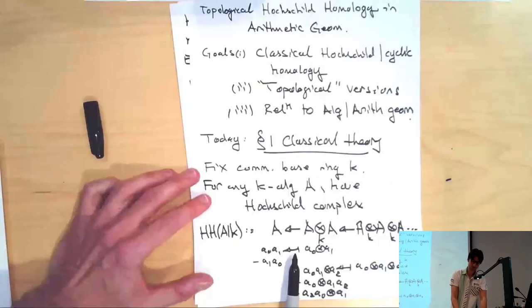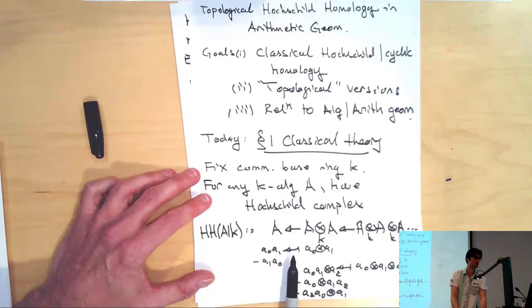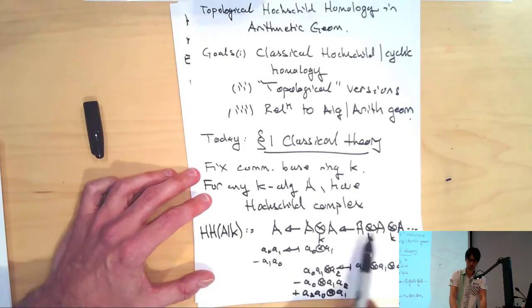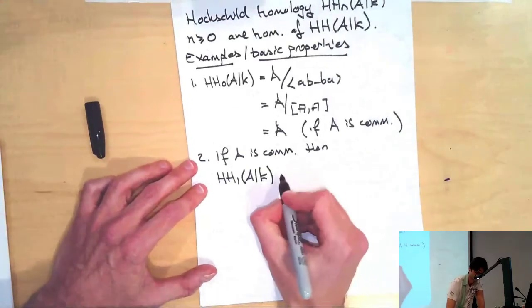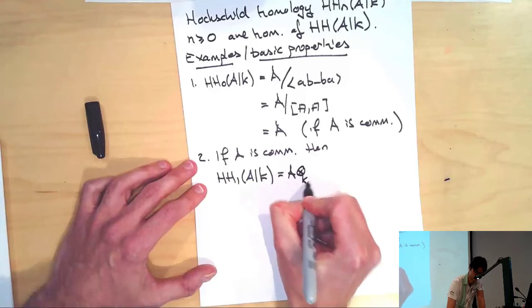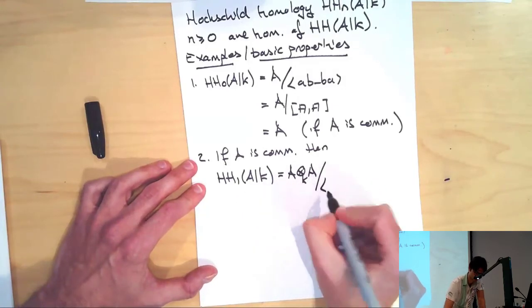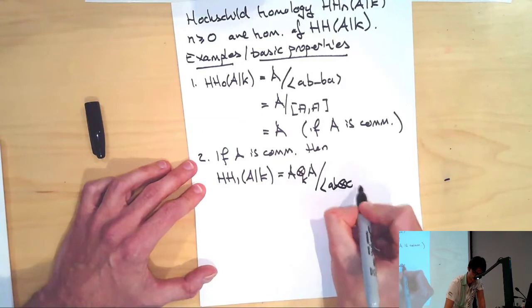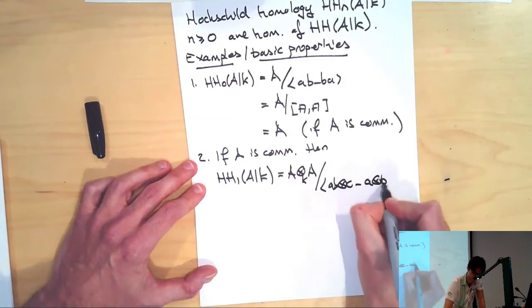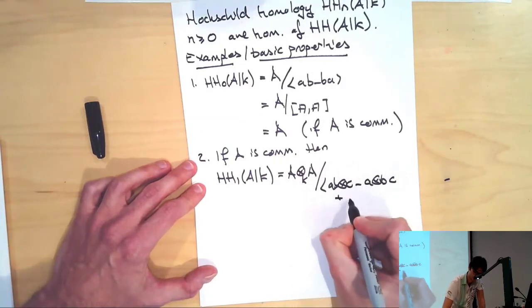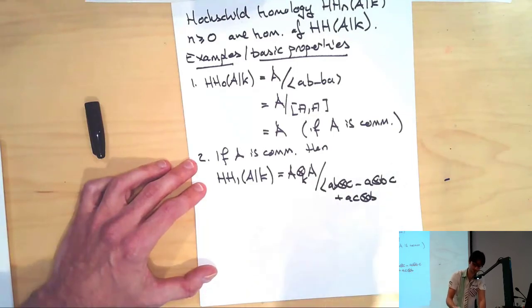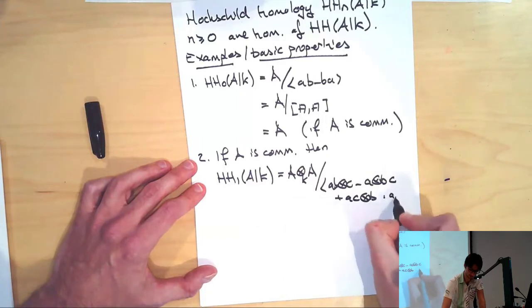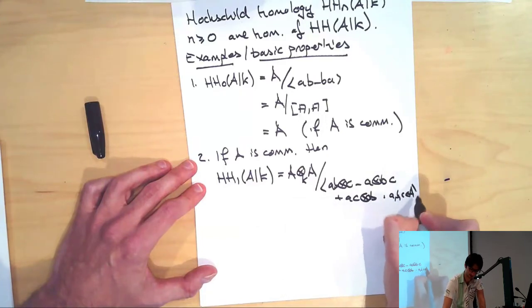So HH1, okay, in the commutative case, we've just noticed that the first boundary map is 0. So HH1 then is just going to be this term modulo whatever I get from degree 2 elements. That is to say, it looks like A tensor A, and I'm just modding out by things of the form AB tensor C minus A tensor BC plus CA tensor B, where I'm allowed to exchange AC and CA because I'm commutative. That's for all A, B, and C in my ring.